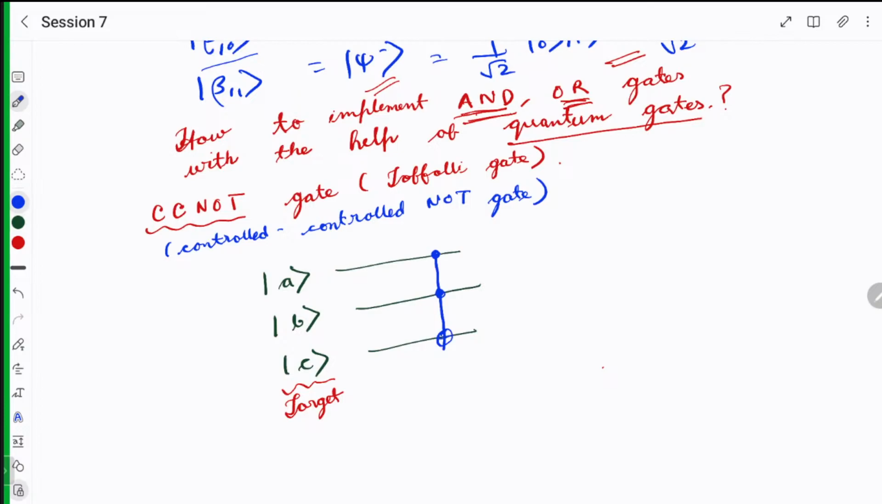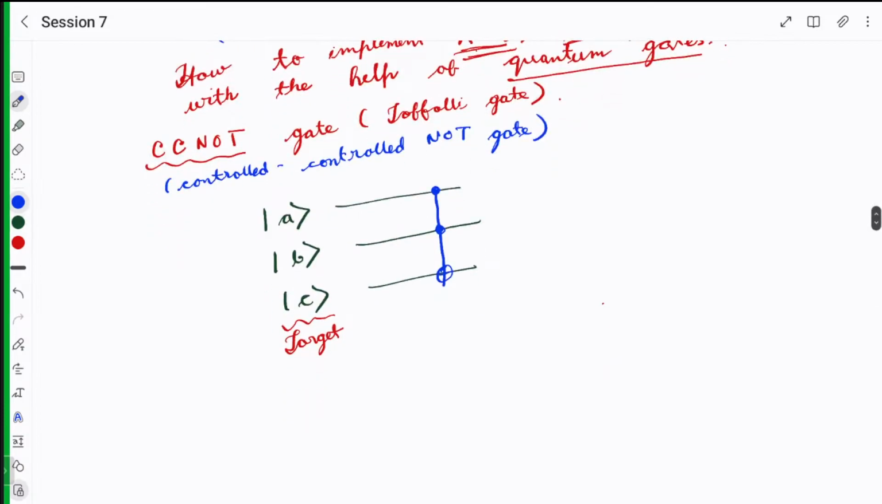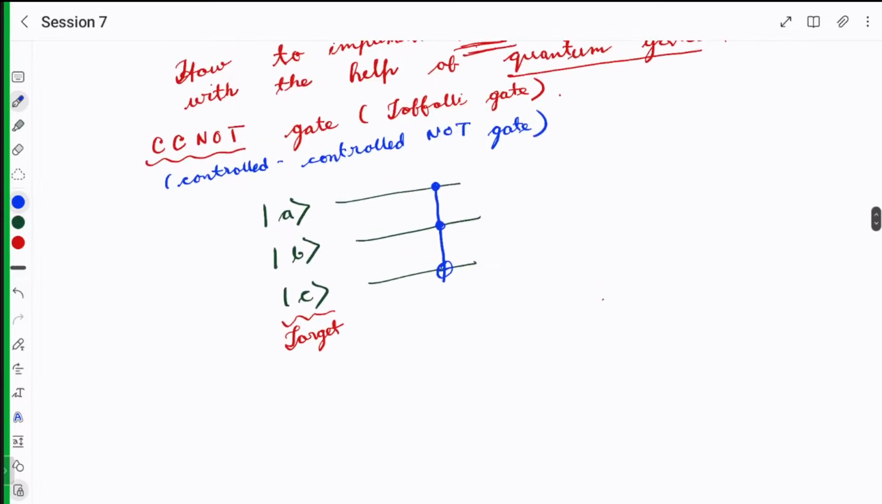Now, how does this work? This works similar to the controlled NOT gate, but there was only one control, and here there are 2 controls. In the controlled NOT gate, if the control was 1, then the target was flipped. But here you need both the controls to be 1 in order to flip the target. So if A is 1 and also B is 1, then C is flipped.